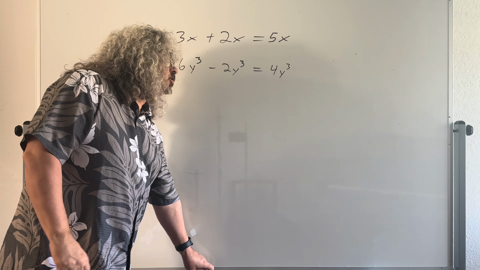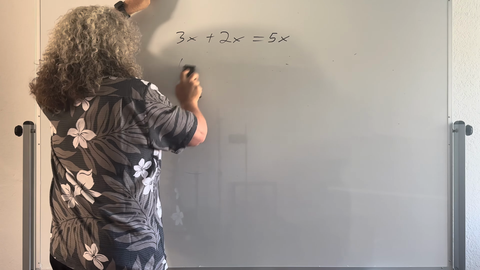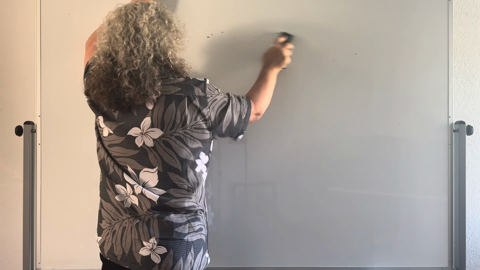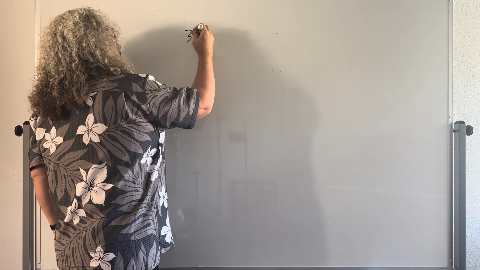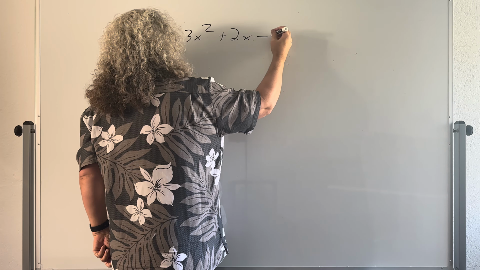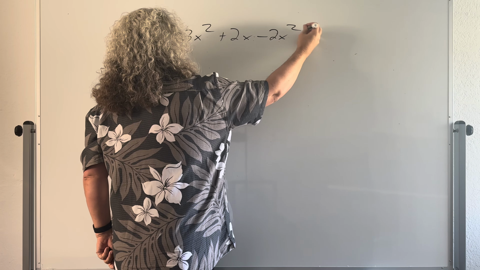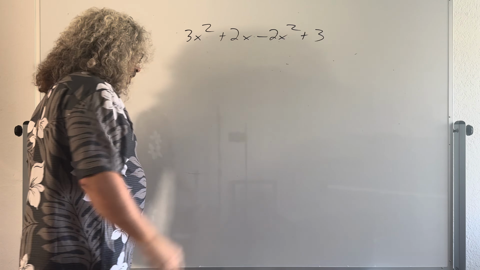Now, you may get equations where they mix them up on you, and they're not like terms. And you say, well, what do I do with them if they're not like terms? Well, let's give it a try. What happens if I get something like this? 3x squared plus 2x minus 2x squared plus 3. Okay, I'll just go like that.